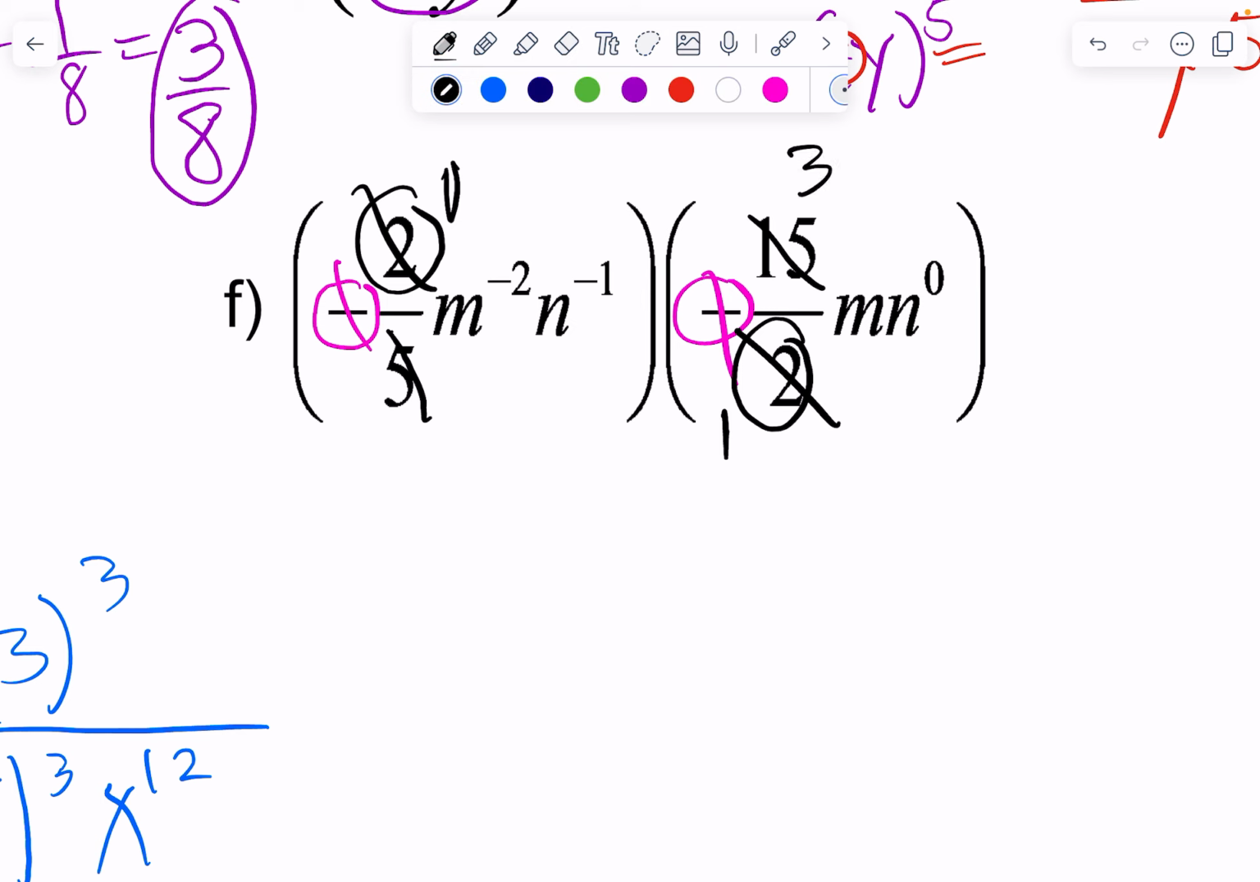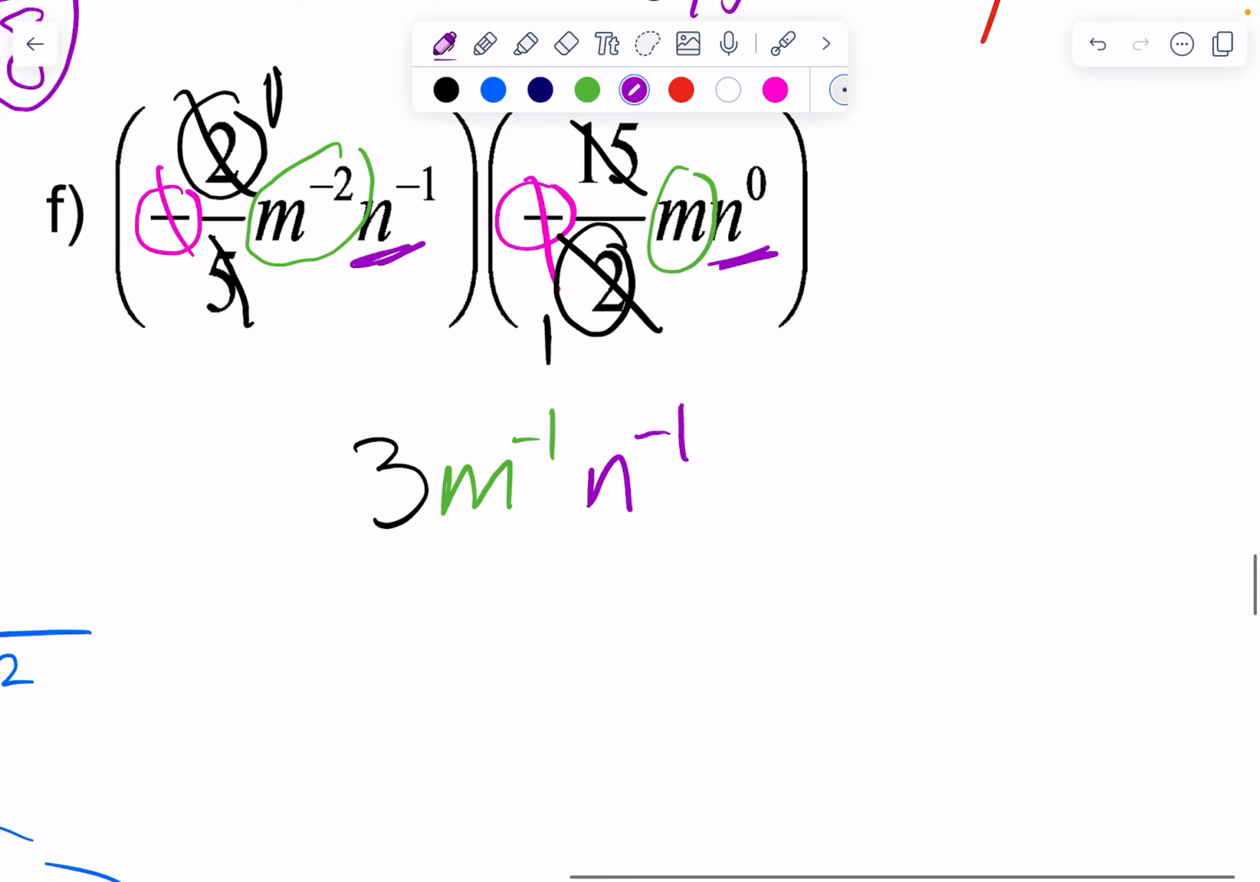All right, so what do we have? That mess, all of that becomes 3. Now, m to the negative 2 times m to the 1st power is m to the negative 1. And then n to the negative 1 times n to the 0 is n to the negative 1. I want to make those exponents positive, so this is going to become 3 over mn.